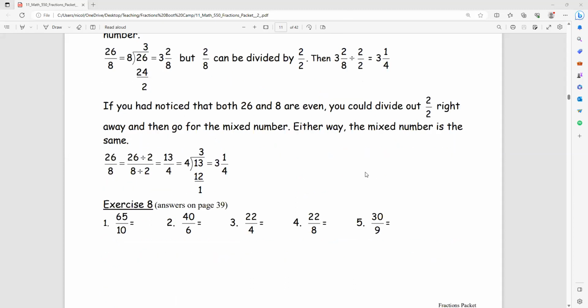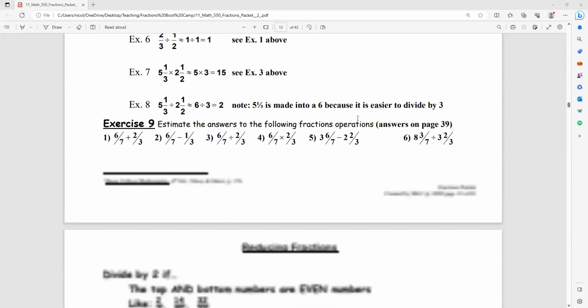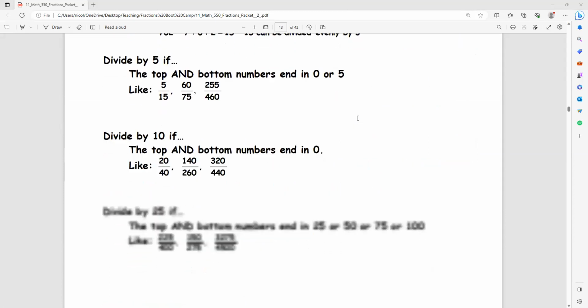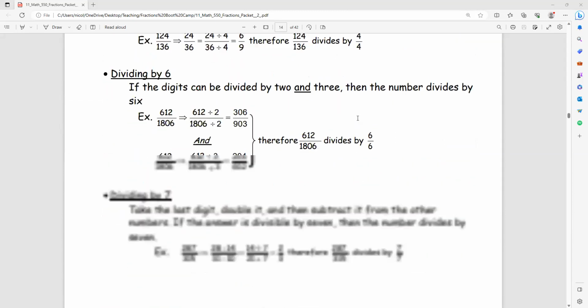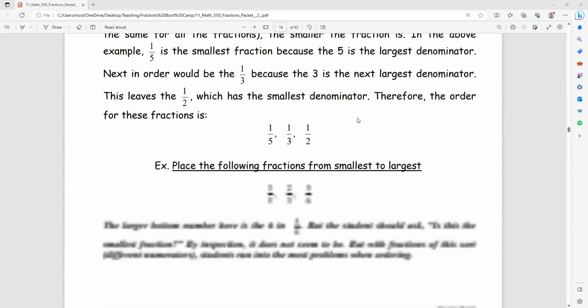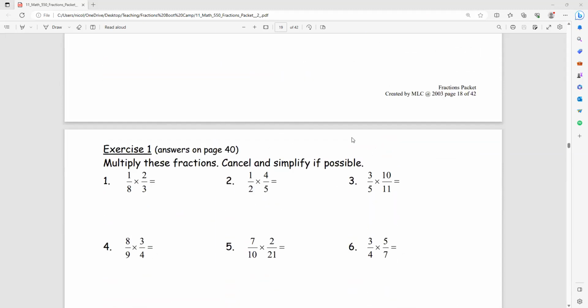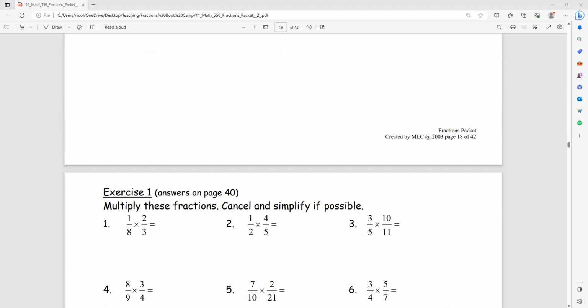Scrolling down. Reducing fractions. Reducing fractions, just divide top and bottom number by a common number, right? Like if I have 5/10, I can divide top and bottom by 5 and get 1/2. That we know how to do.